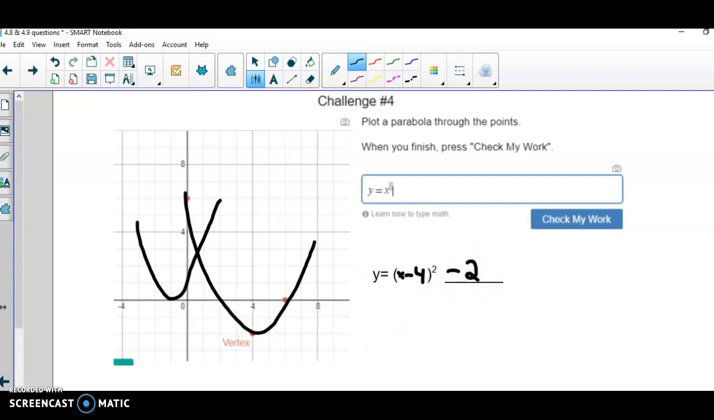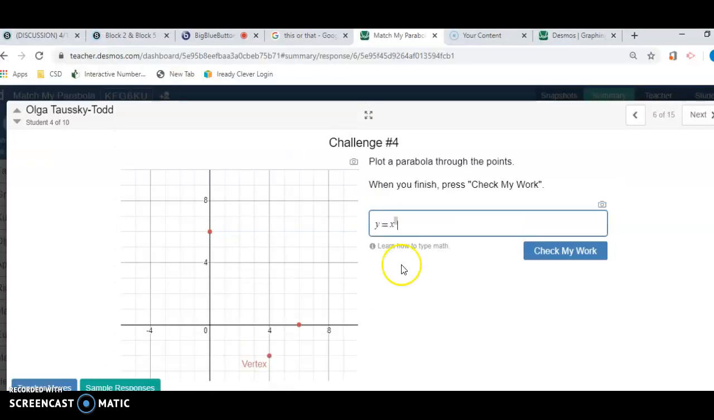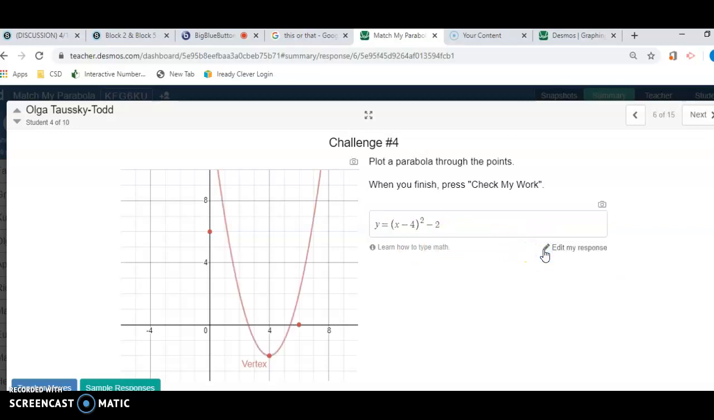Okay, so let's go back to our calculator and check it out. I am noticing we're getting close to the 15-minute mark on this video, and I don't want this to be too long. So we had y equals x minus 4 squared minus 2. Let's try it. Almost did. The only thing is we need to make it wider.